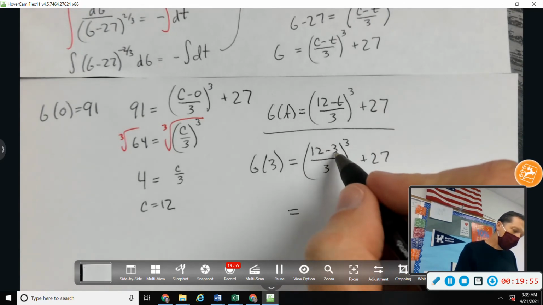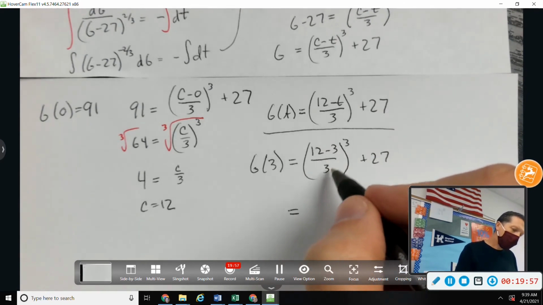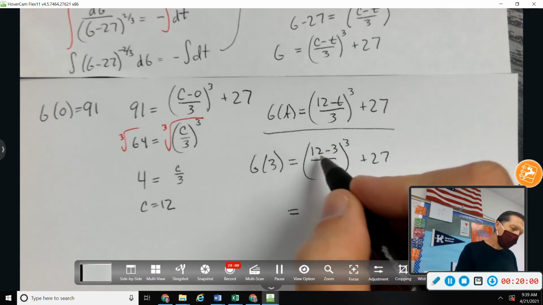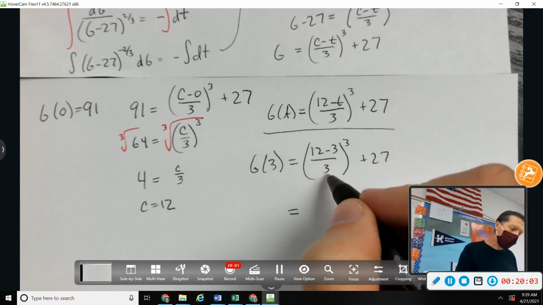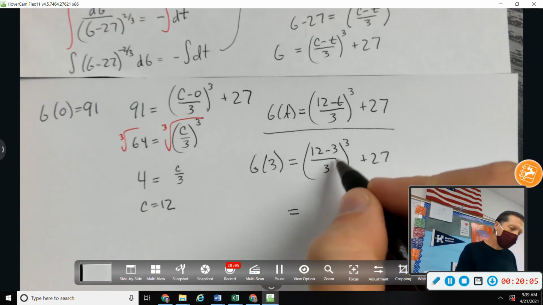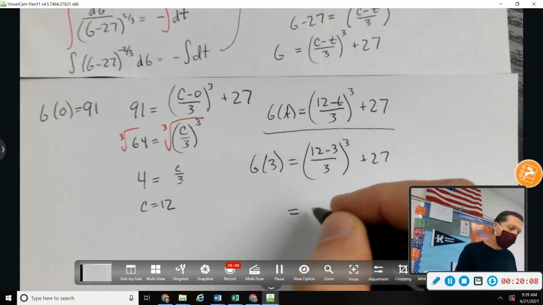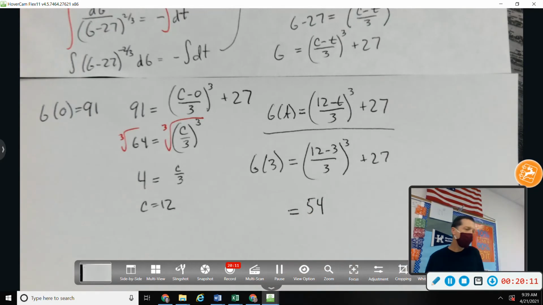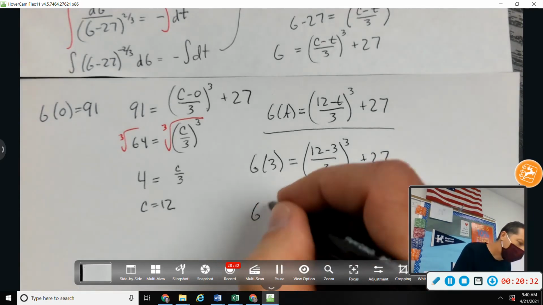9 divided by 3 is 3. 12 minus 3 is 9. Divided by 3 is 3. Oh, 12 minus 3, my bad. Yeah, there you go. 3 cubed is 27. 27 plus 27 is 54. The other option was, we never even found it. We just left it alone. 91 minus 48 would be 43. So g of 3 equals 54.